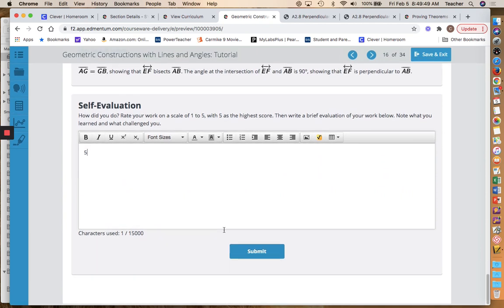Self-evaluation, rock on with me. So I'm going to submit. I'm only on 16 through 34, so I'm pretty sure we're going to have another one. All right, so again, this was perpendicular bisector, which means 2 things have to happen, a right angle and a bisecting of a segment.